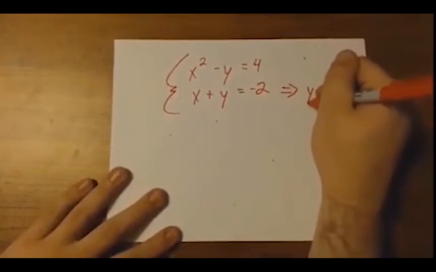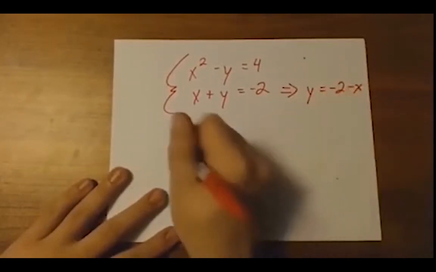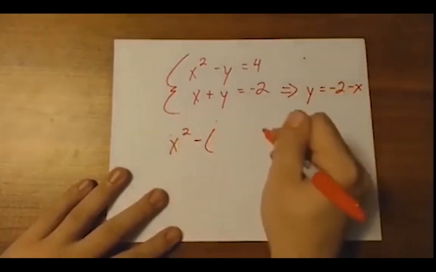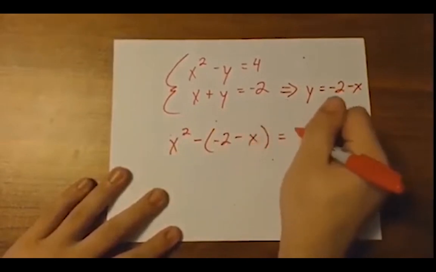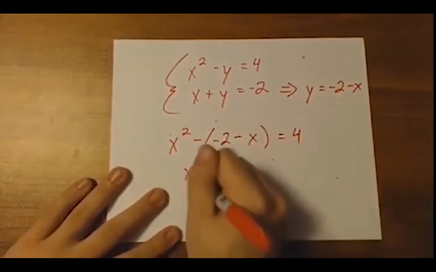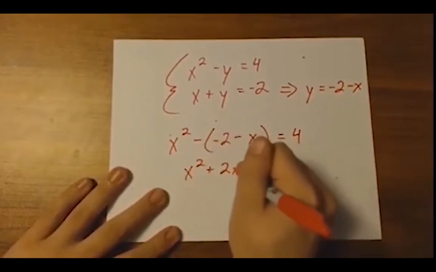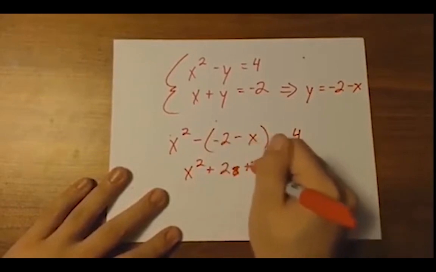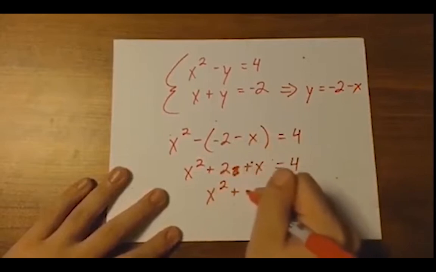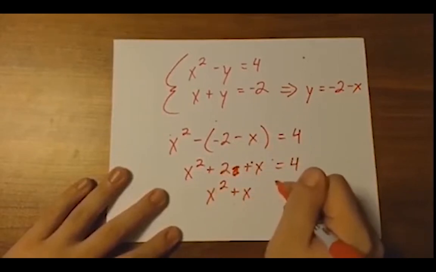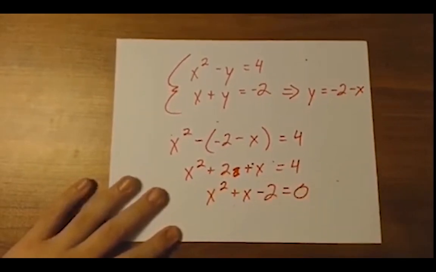So if x plus y is -2, y is -2 minus x. So x squared minus y is x squared minus (-2 minus x). X squared plus 2 plus x equals 4 gives us x squared plus x minus 2 equals 0. And you know what you're going to do from there?